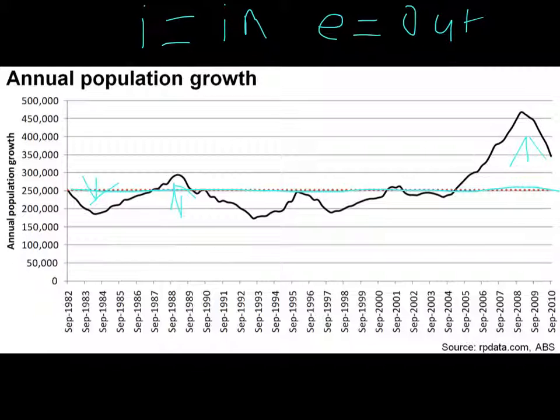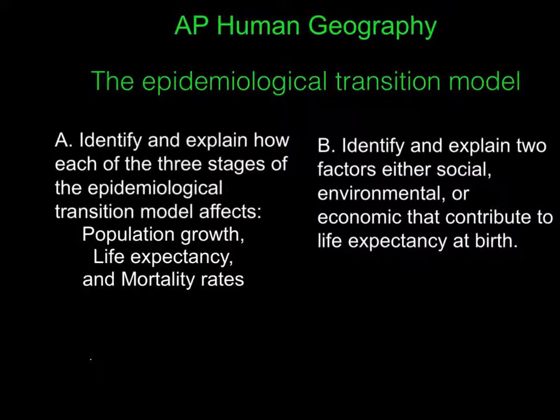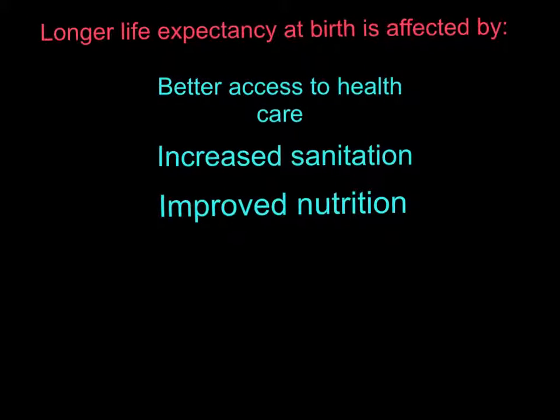Let's answer part B now. Identify and explain 2 factors, either social, environmental, or economic, that contribute to life expectancy at birth. Longer life expectancy is affected by better access to health care. Diseases can be cured better. Increased sanitation can stop many diseases from forming, and improved nutrition helps to prevent diseases from attacking your body.